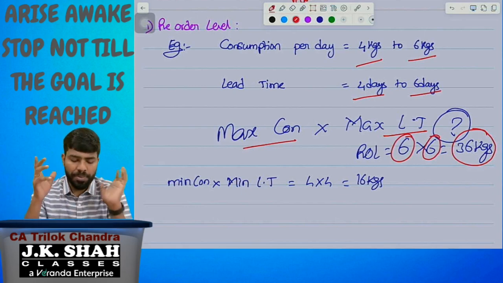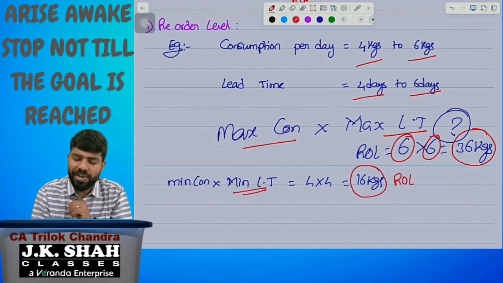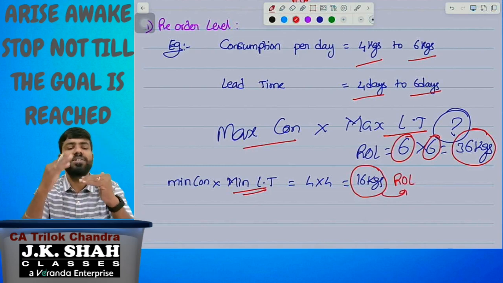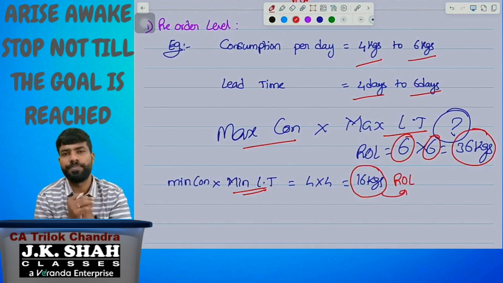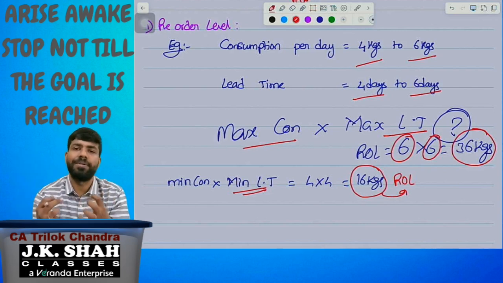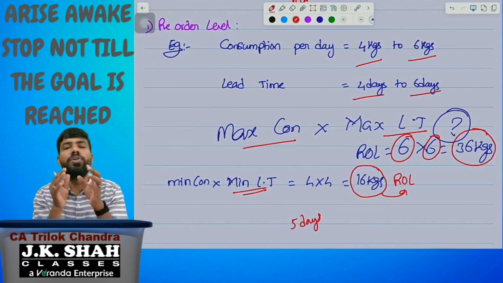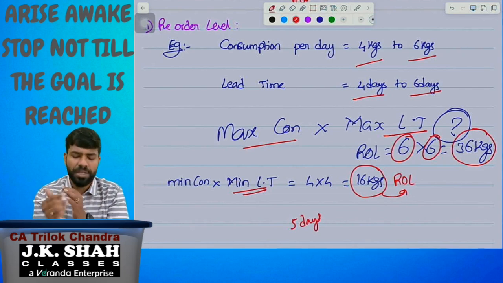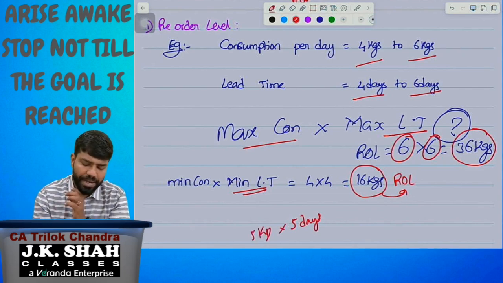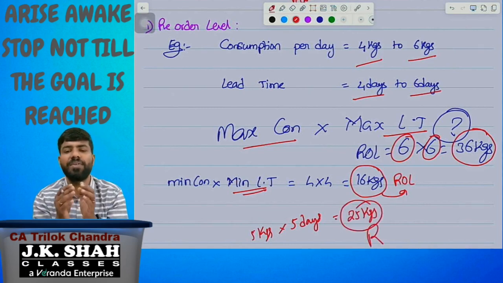Why not minimum consumption into minimum lead time? If you take minimum consumption into minimum lead time, we are maintaining 16 kgs as a reorder level. What is the meaning of that? Once the stock touches 16 kgs, we are going to place the order. Let me take an example. The time taken to deliver is 5 days. During those 5 days, they are consuming 5 kgs per day. 5 kgs into 5 days, which equals 25 kgs, is the requirement.